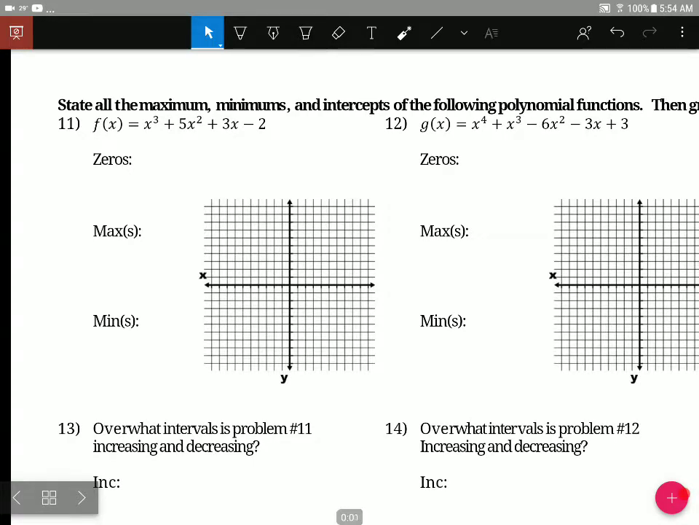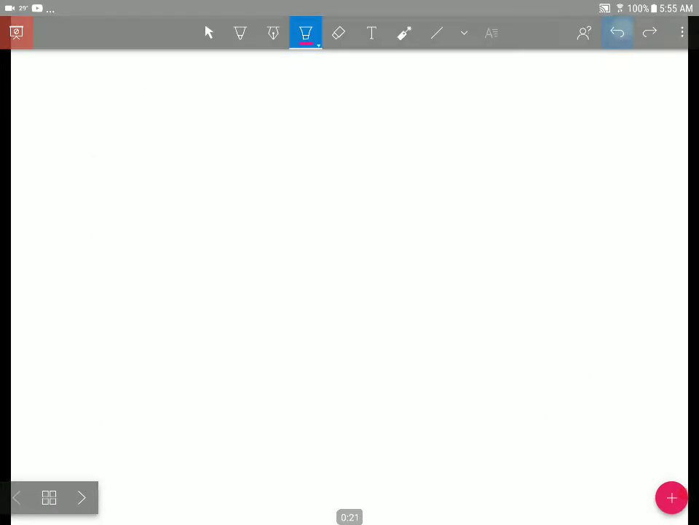All right, so this is numbers 11 and 12. What they're asking you to do is state the maximums, the minimums, and the intercepts of the following functions. Remember, these are the extrema. Your maximums and minimums are called extrema because they are the extremes, and they're local maximums. They're not global maximums.